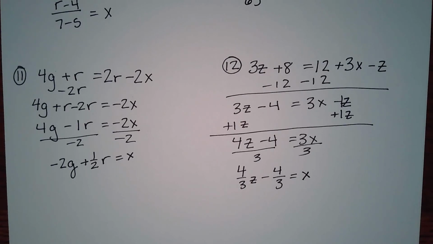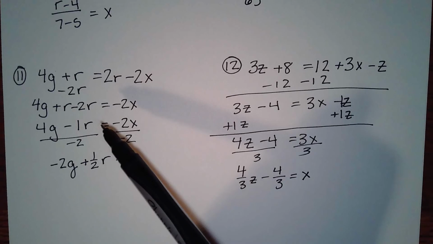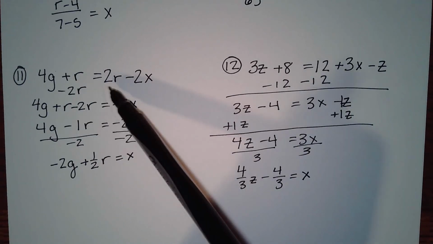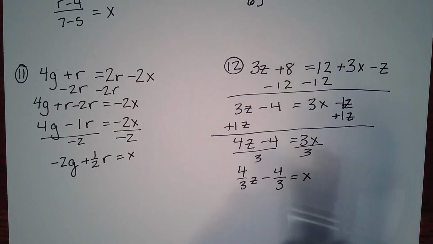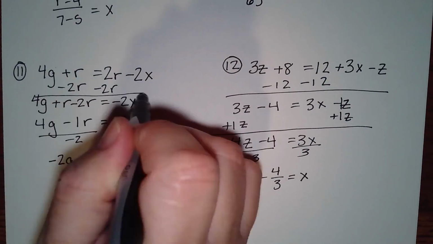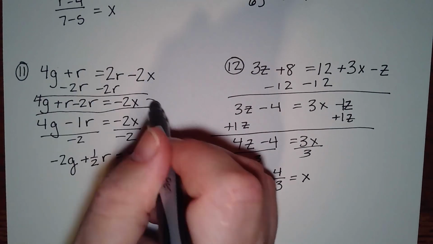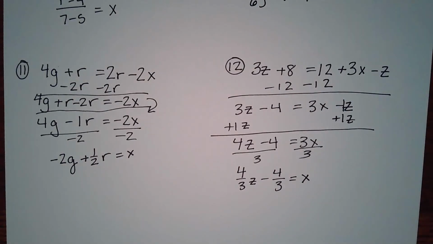Okay, hopefully you've paused this. Here's what you ended up with. On number 11, I kind of showed it in 2 steps. I meant to do it as 1, got distracted. So I subtracted the 2r across. Let me show that there. And when I did that, I didn't really change it until that next step down here. So I have 4g minus 1r equals negative 2x.